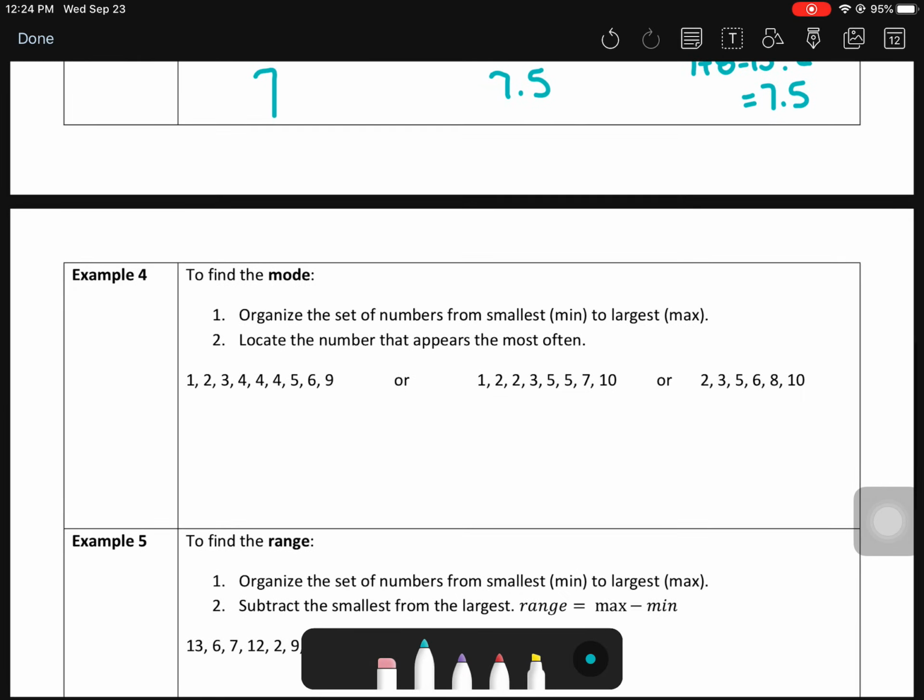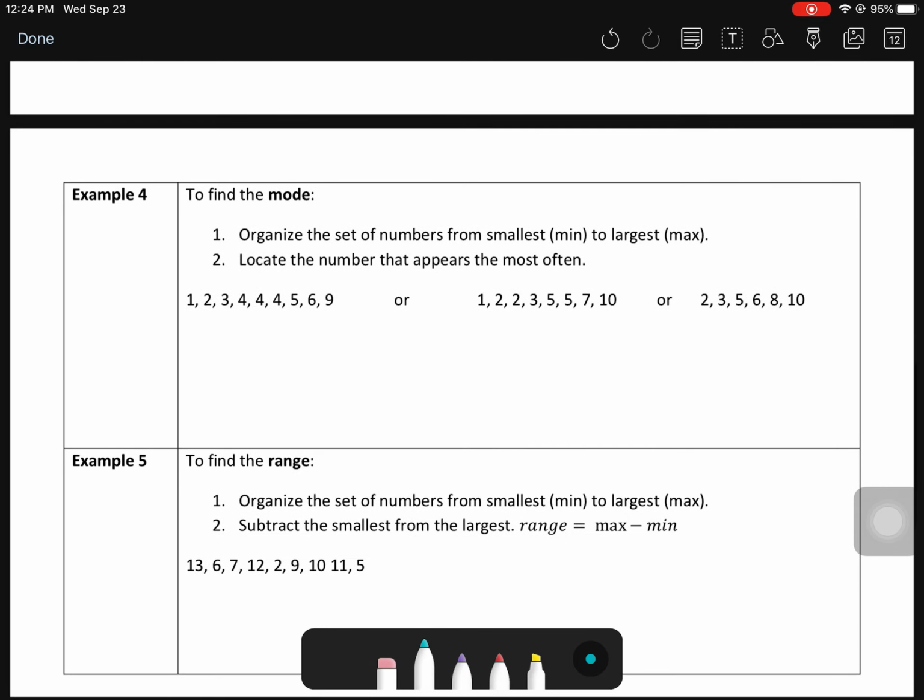The mode is finding the number that happens the most often. So we organize the numbers from least to greatest, minimum to maximum, and then we find the number that occurs the most. Since there are 3 4s, the mode would be a 4. In the next example, there's 2 2s and 2 5s. So we can have a 2 and a 5 as the mode. In the next, there are no numbers that occur most, so there is no mode at all.